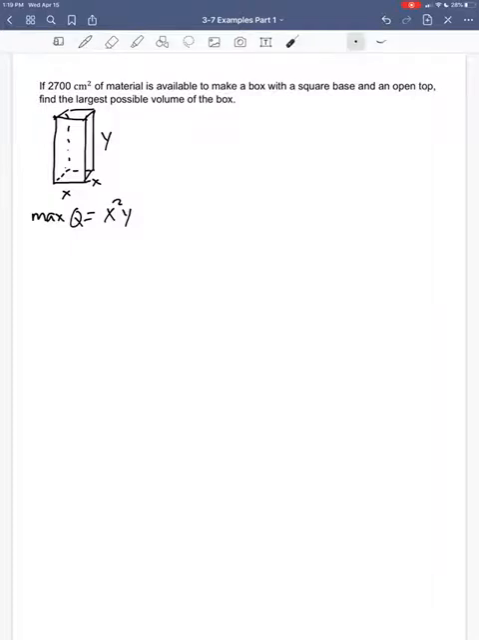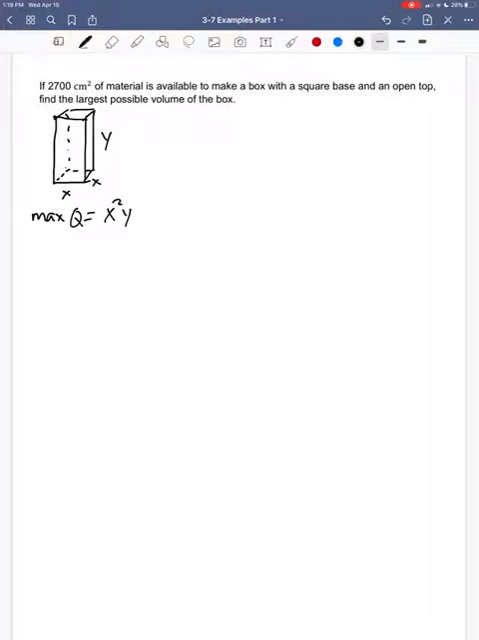The only problem with that is to maximize a function, I want to take the derivative and find any critical numbers. There are two variables here, so I can't take that derivative. I need to try to eliminate one of these variables using something else in the problem. So I need to find a way of relating x and y together other than the volume. And that's where this 2700 is going to come in.